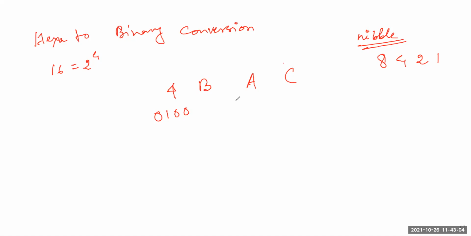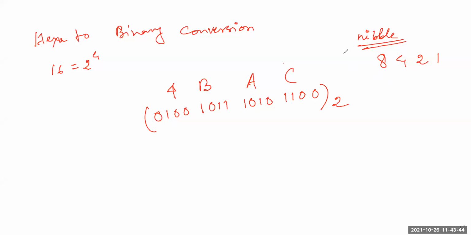1011. Yes. A means 10, so 10 means 1010. And C means 12, which is 1100. Yes, 1100. So this is the binary conversion.